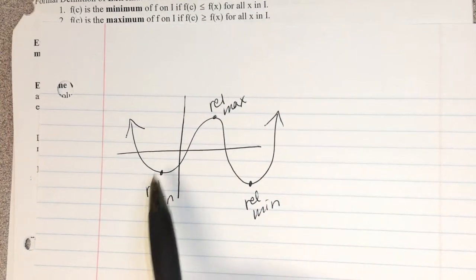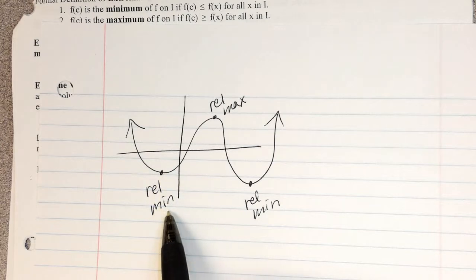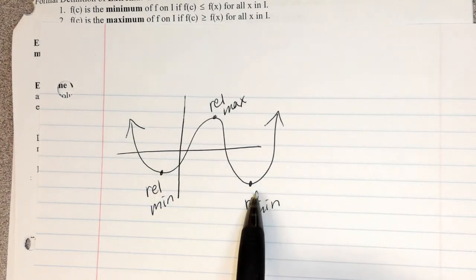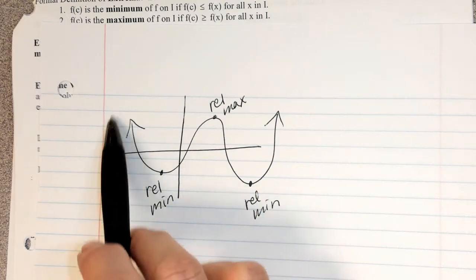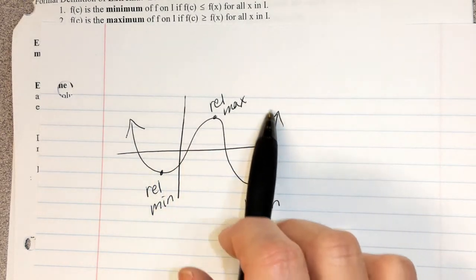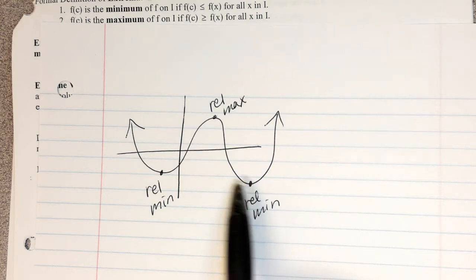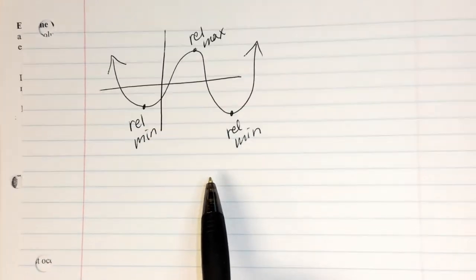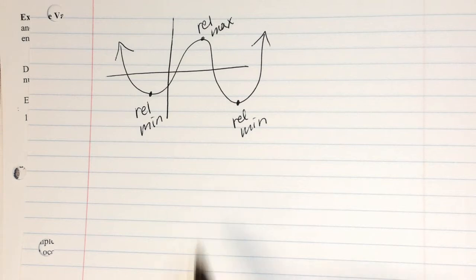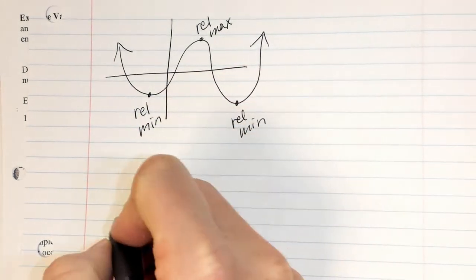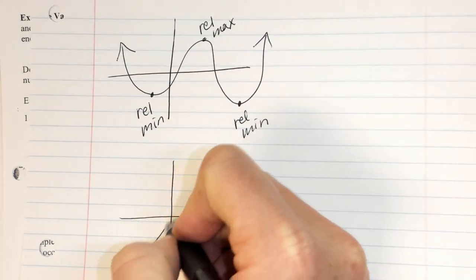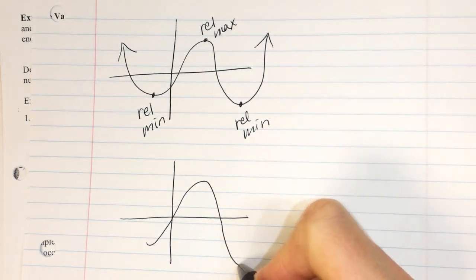See, I can't say anything about whether this is absolutely the lowest point. And I know it's really not because this point's lower. But because this is an open interval, this graph could come up and then it could turn back down again. So I don't know for sure that this is an absolute minimum. In order to find absolute maxes and mins, I have to have a closed interval. So I'm going to take this same kind of thing and make it closed now.